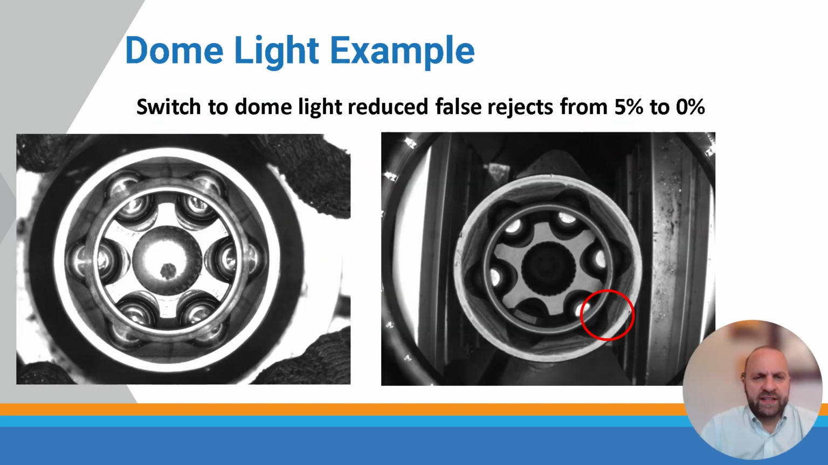Here's a dome lighting example that was able to reduce false rejects from 5% to 0%. So you see standard lighting here on the left, you see a lot of reflection, can't really get a lot of contrast or detail to see if things are there, missing, lined up. Whereas on the right side, when we do dome lighting, a lot more uniform lighting, a lot less glare, and you can see a lot more detail in the object.